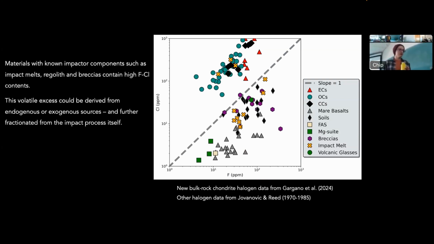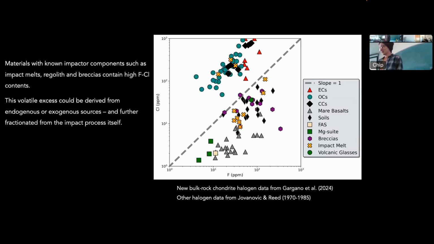What I want to pass across here primarily is that materials that are known to contain impactor components and are suspected to have been influenced by the impact process have very high fluorine and chlorine contents. And there's two options you could explain these data with. You could say that these volatile excesses are derived from an endogenous source, say the degassing and deposition of volcanic-derived gases, or it could be an exogenous source, say derived from the impactor component itself. And on top of this problem, these materials are impacted, heated to very high temperatures. Are they also being isotopically fractionated by the impact process itself?